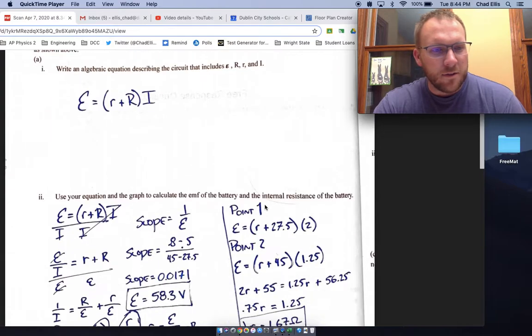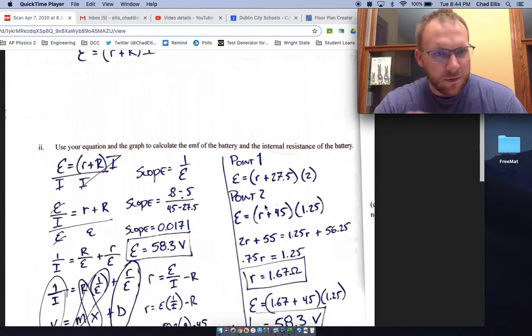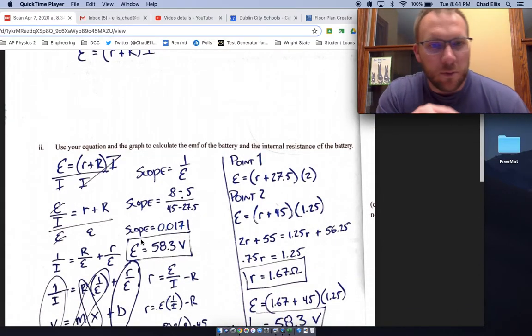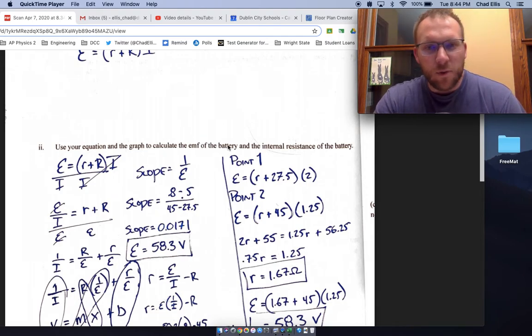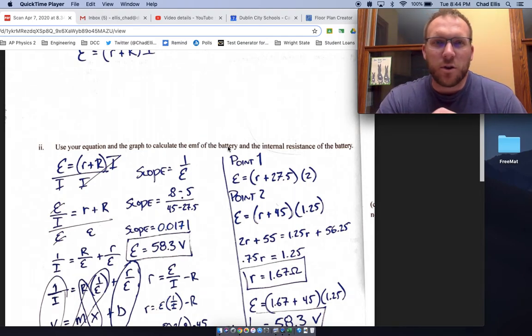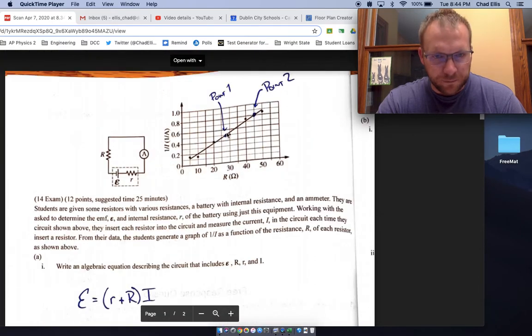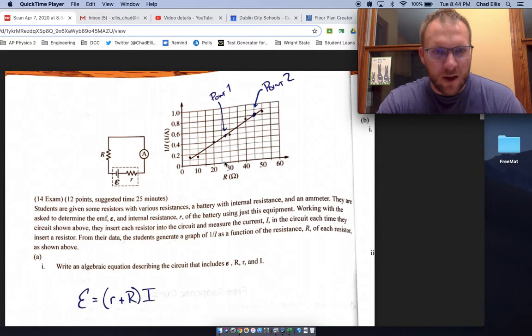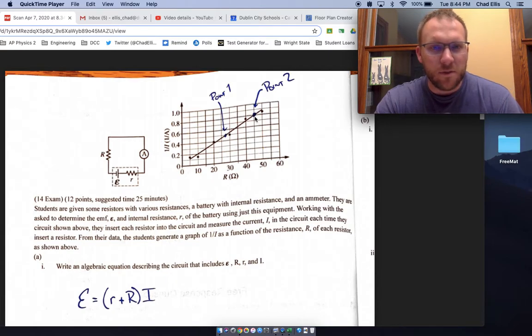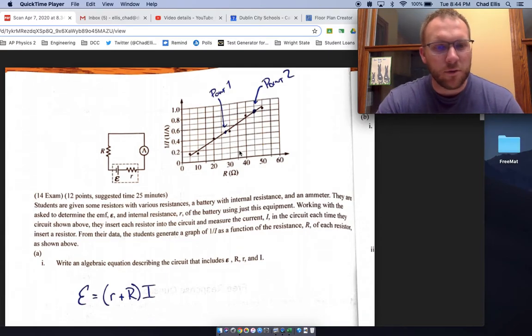Okay. The second part then has us use that equation to determine the EMF as well as the internal resistance. There's kind of two ways that you can go about doing this, right? So I use these two points here. Point one here, it kind of crosses right in the middle there. I said that's 27.5 for my resistance, and then 0.5 for my inverse current. And then point two was here with 45 for my resistance, and then 0.8 for my inverse current.